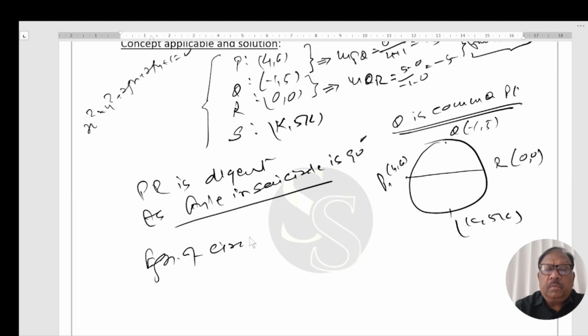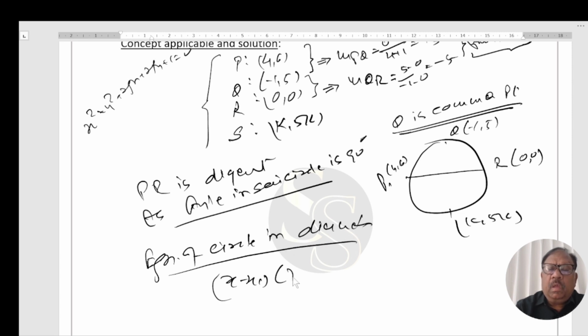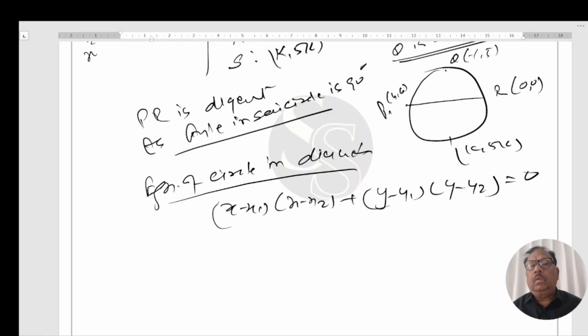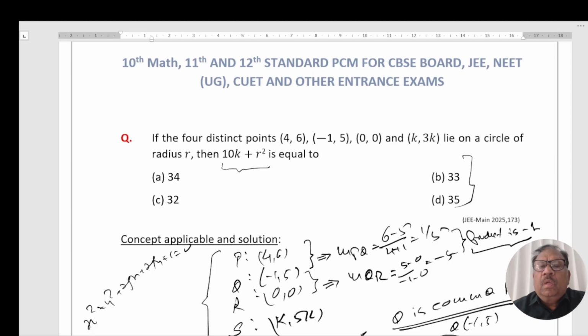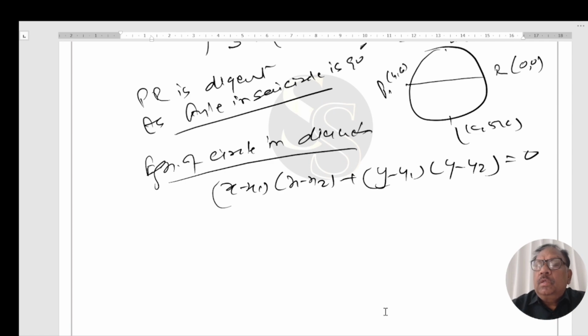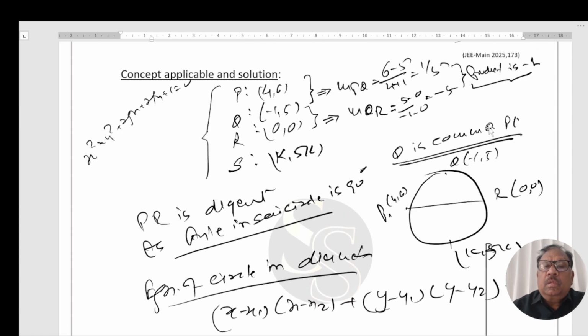So equation of circle in diameter form क्या हो जाएगी? (x minus x1)(x minus x2) plus (y minus y1)(y minus y2) equal to 0. On substituting the value of fourth point which lies on this, it is (k, 3k), I think. This is 3k.